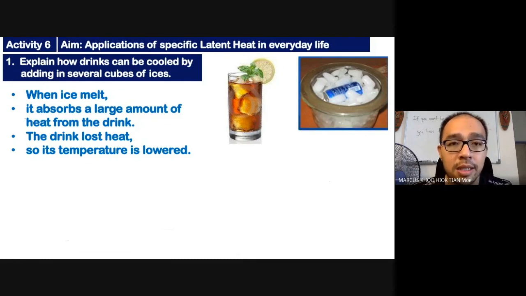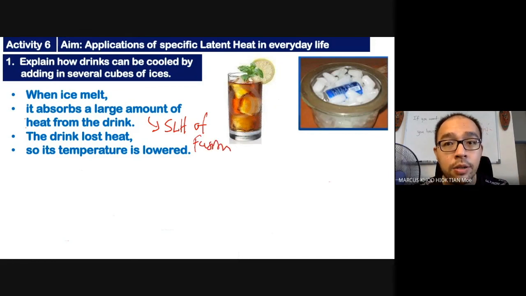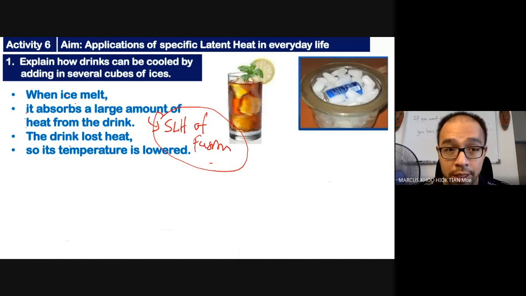Okay, a large amount of heat, and the heat we're talking about here is the specific latent heat of which one? It will be of fusion, because it is ice melting to water. So don't just copy this and be satisfied with this. Specify the type of heat. It absorbs a large amount of specific latent heat of fusion from the drink. So the drink loses heat and then the temperature is lowered.